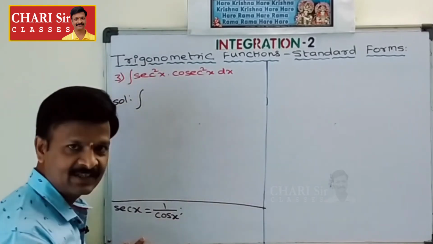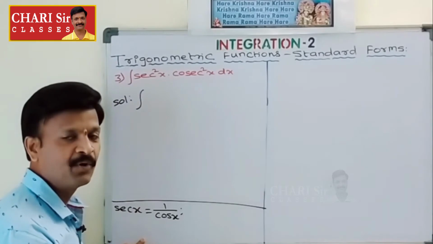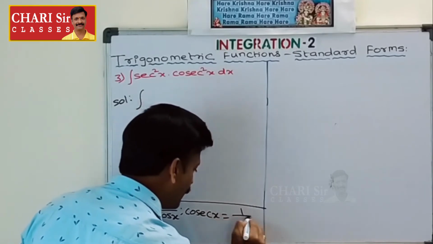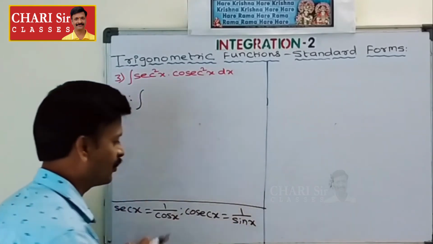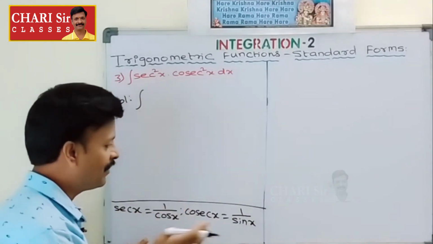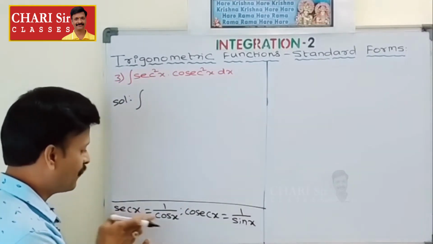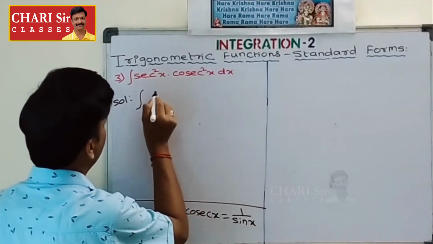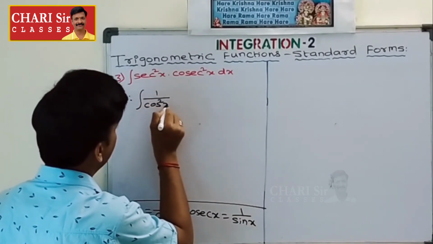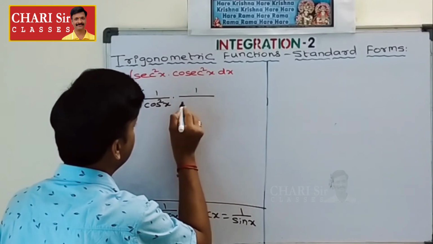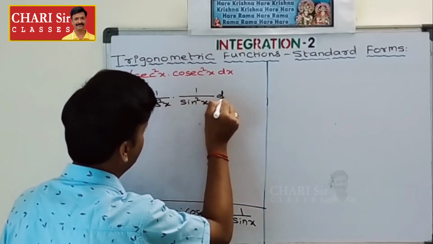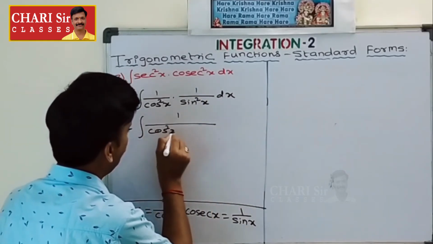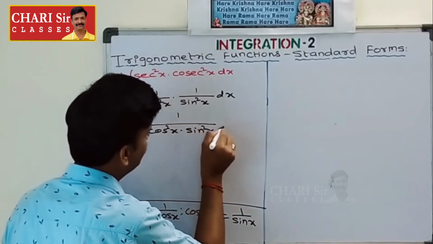Done. And cosecant square x is there. What is the reciprocal of cosecant x, the multiplicative inverse? That is sin x. Cosecant x is equal to 1 by sin x, because sin x is a reciprocal of cosecant x and cosecant x is a reciprocal of sin x. Here also secant x is a reciprocal of cos x. Now secant square x we can write as 1 by cos square x, and cosecant square x as 1 by sin square x, dx. So we can also write it together as 1 by cos square x into sin square x dx.